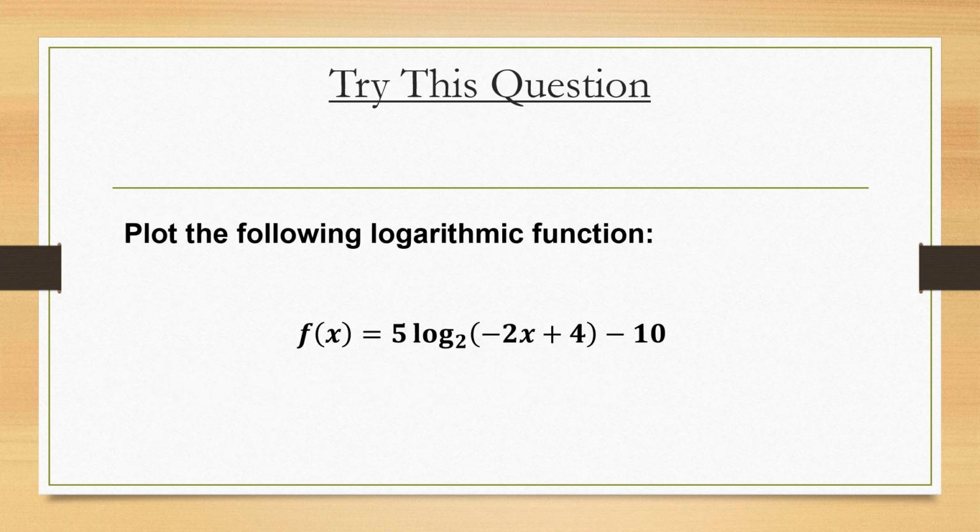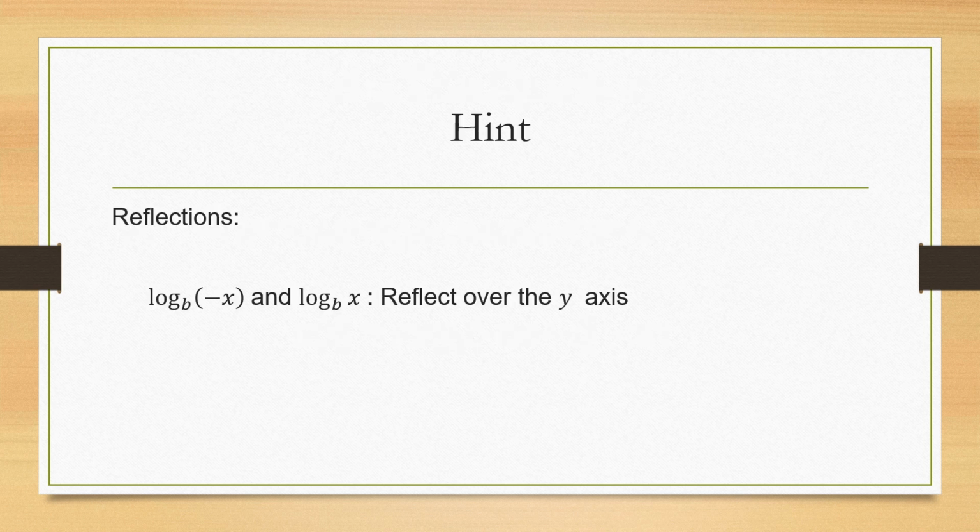Now try this question. There's still a slight difference, and it's related to reflections. A small hint here is to understand that the log base b of minus x and the log base b of x reflect over the y-axis. So because we have a negative in front of the x, the function has been reflected over the y-axis.